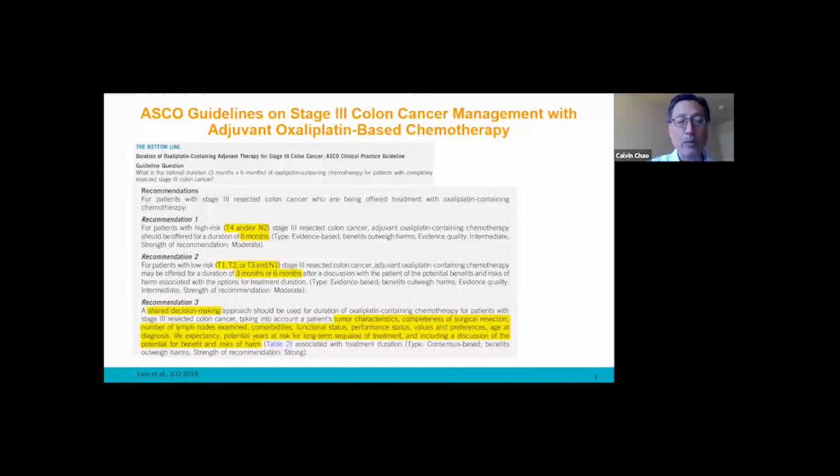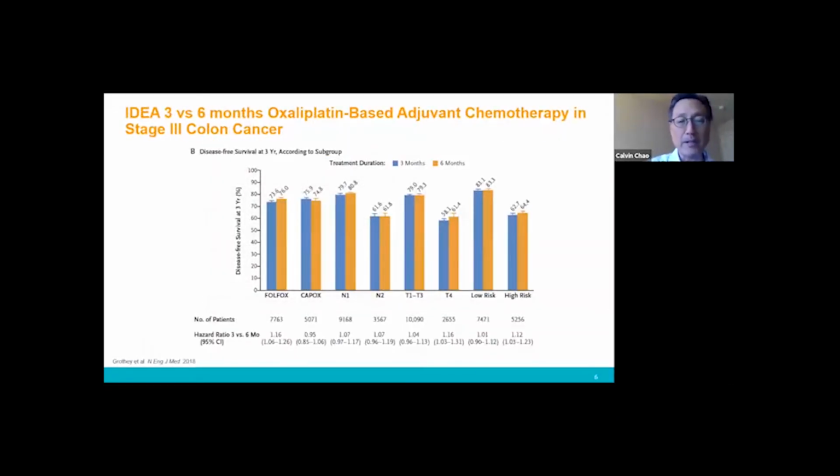ASCO says we must consider everything about the patient's tumor characteristics, the resection, the number of lymph nodes examined, comorbidities, functional status, performance status, and other judgments and values, preferences, age, life expectancy. All of these things should be considered. And at the end of the day, it all rests on an accurate assessment of this patient's risk of recurrence. This is really what becomes important.